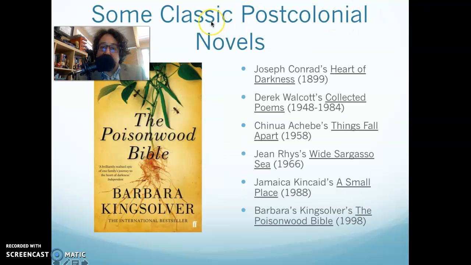And then we have some classic post-colonial novels: Heart of Darkness, Achebe's Things Fall Apart, right? Classic Poisonwood Bible by Barbara Kingsolver.